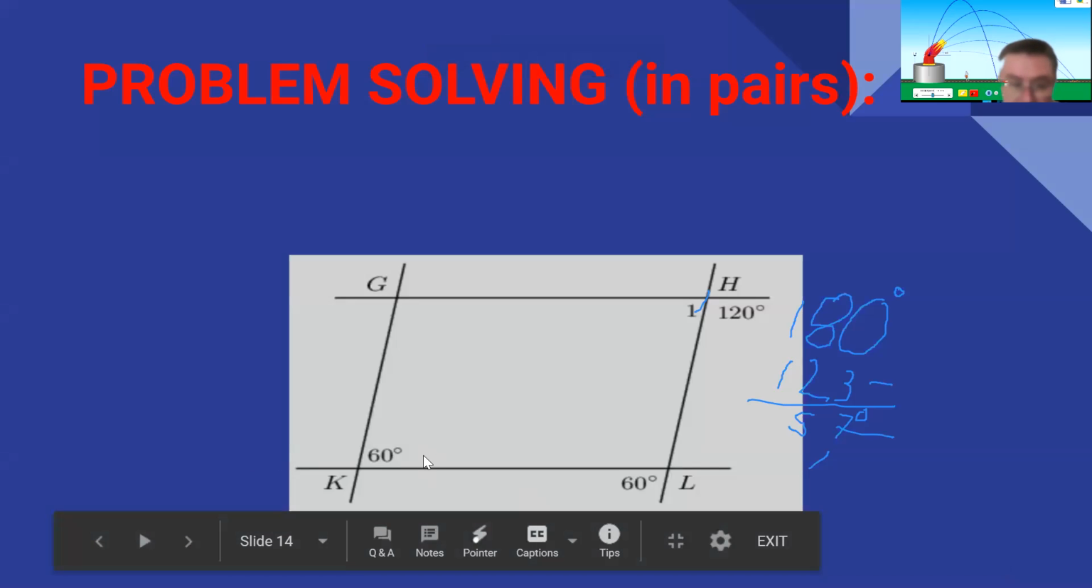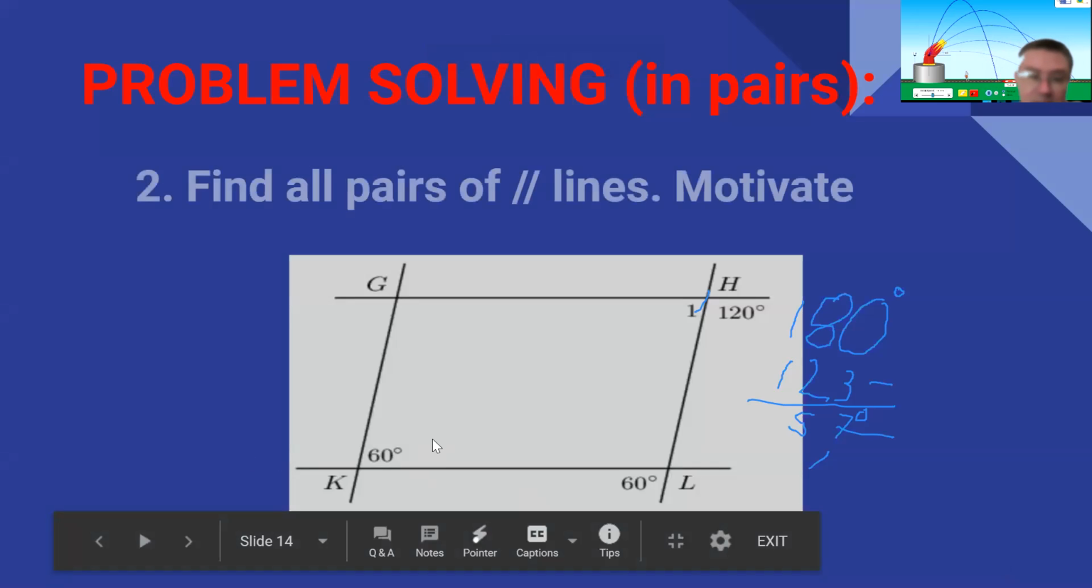Good. Now, next one, problem solving. You guys are doing that in pairs. Number 2, find all the pairs of parallel lines and motivate. So we're going to do it the same. We've got that one 60, that one 180 minus 60, we get that angle. So we've got 120, 60.